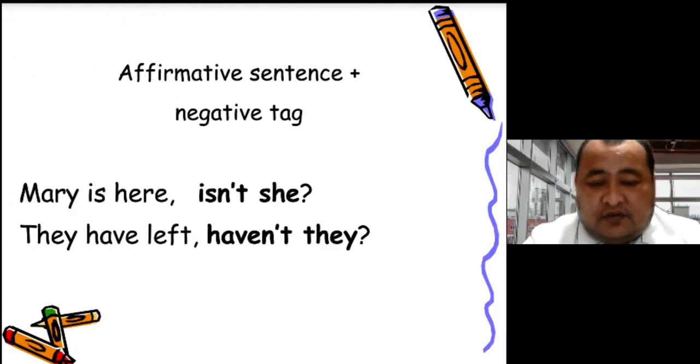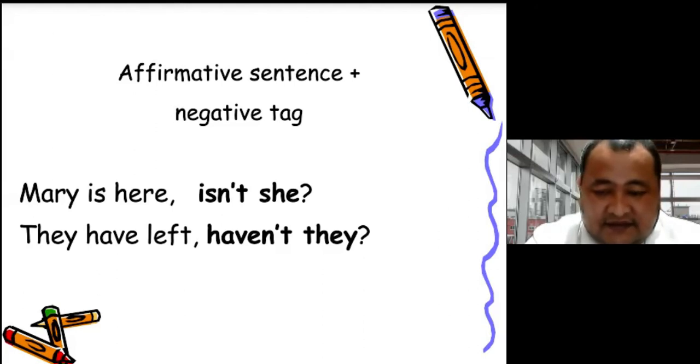Now look at this again. Affirmative sentence plus negative tag. Mary is here. The subject is Mary, and the verb is the verb to be, in the present. And Mary is here is affirmative or positive, so the tag becomes negative. Isn't she? Mary is here, isn't she?